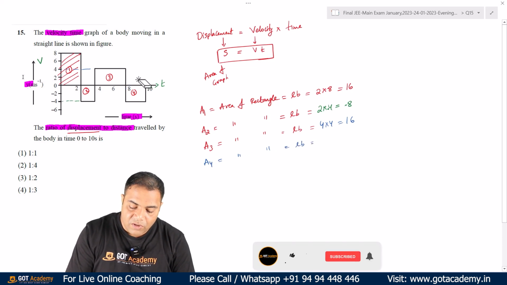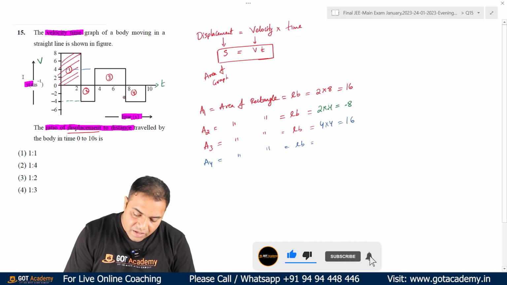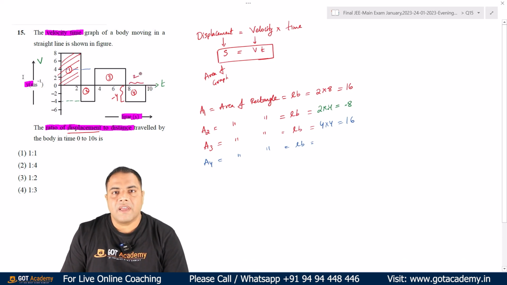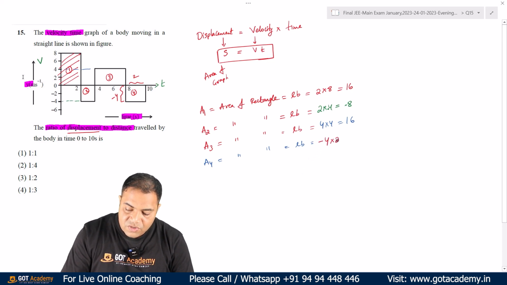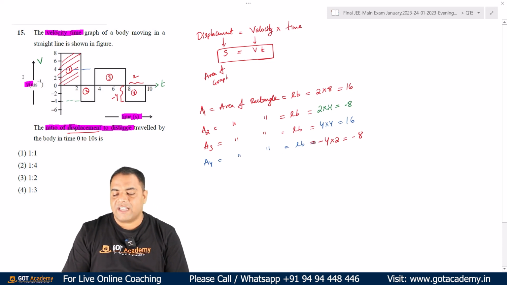So now let us check the fourth one. Children, look carefully at what I am doing here. This part, if you observe, is minus 4, whereas this part is 10 minus 8, that is 2. So one is minus 4 and the other one is 2, so you will get minus 8.